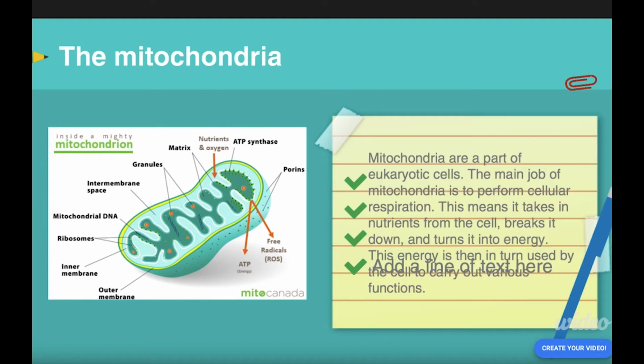So everyone's always been taught that the mitochondria is the powerhouse of the cell. That's what it's talking about. It's breaking down the nutrients and turning them into energy. So you can look at all the different parts of the mitochondria. We have the ATP synthase, the matrix, the granules, the inner membrane space, the ribosomes, the outer membrane, inner membrane, mitochondrial DNA, ATP, and the nutrients and oxygen that go into the mitochondria. So there's so many different parts in this little tiny organelle inside the cell.